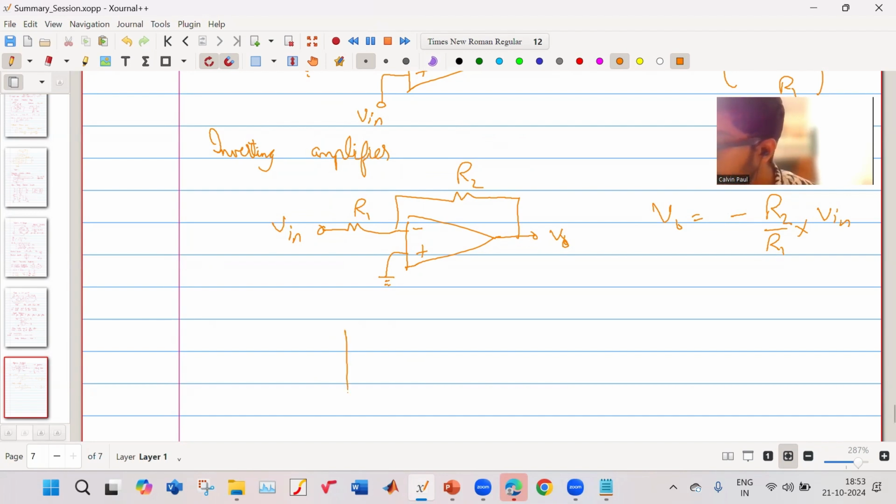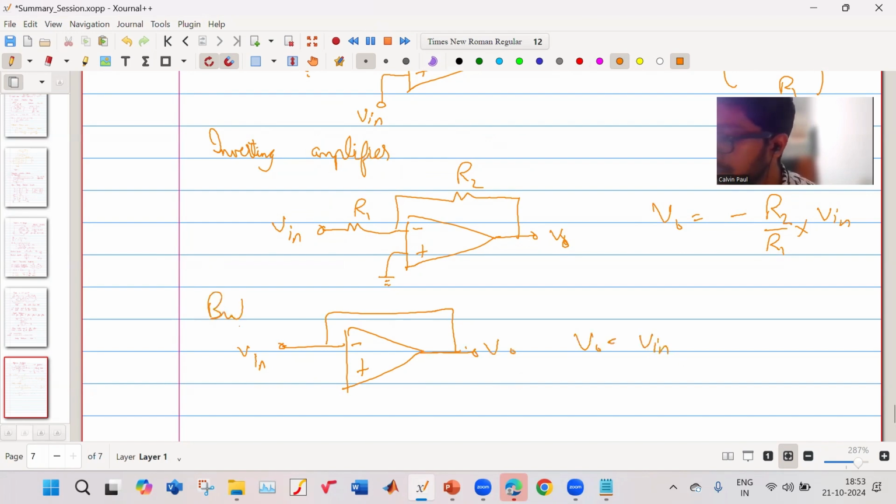So what is a buffer circuit? A buffer circuit is when this is your V input and this is your V output. So V output is equal to V in. So this is known as a buffer. Right?